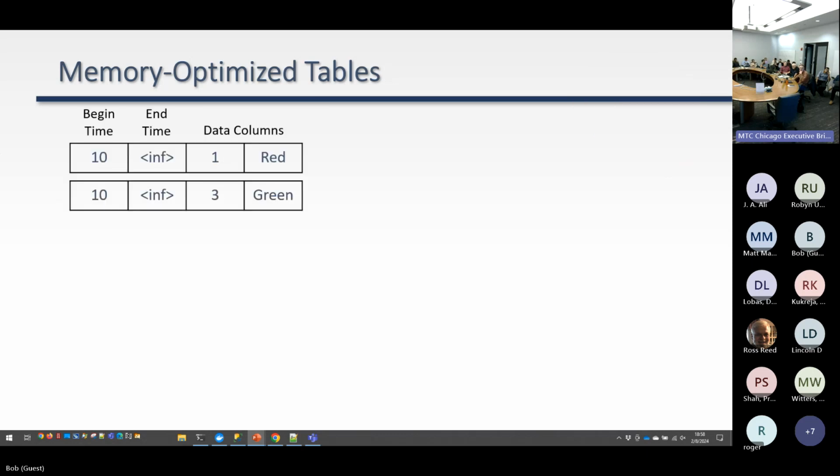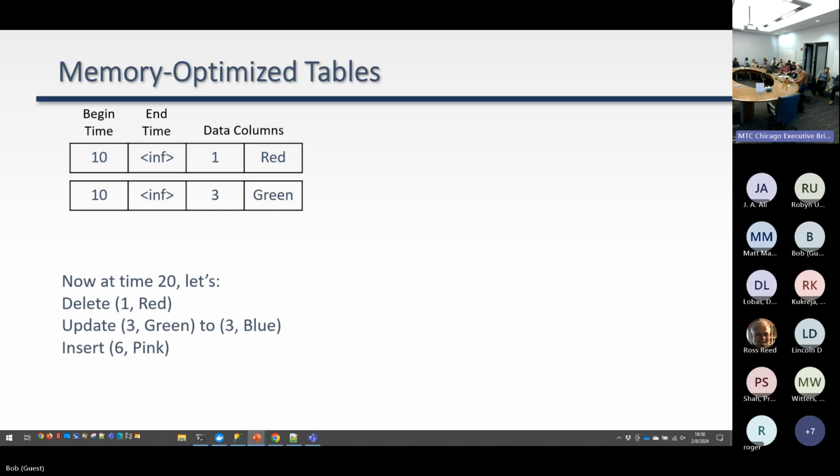So very briefly, I have a table here. I have 2 rows in this table, and there's 2 columns. There's the data columns, a number and a color. So we have 1 red and 3 green. And a memory optimized table will also append some other columns. It'll append a beginning time and an ending time. So at time 10, we inserted those rows.